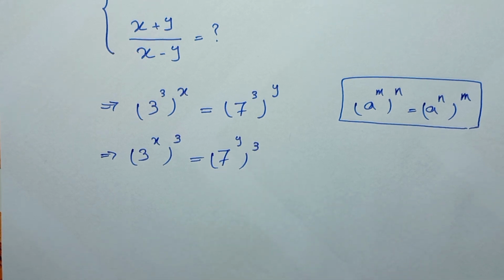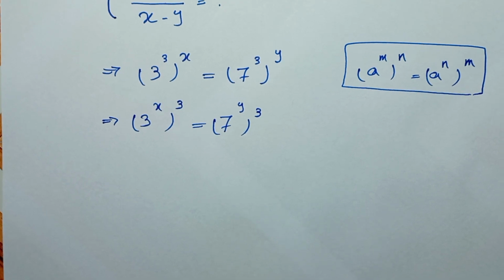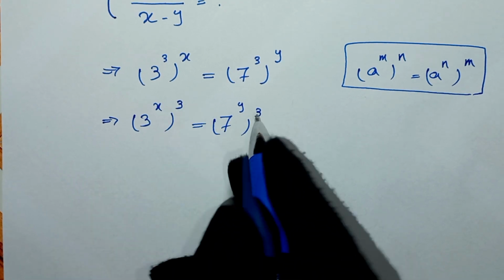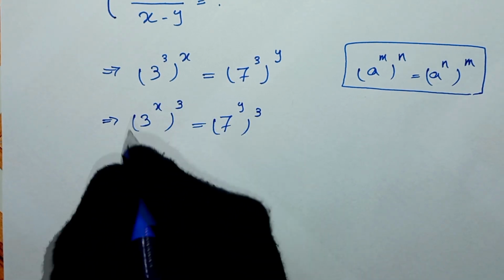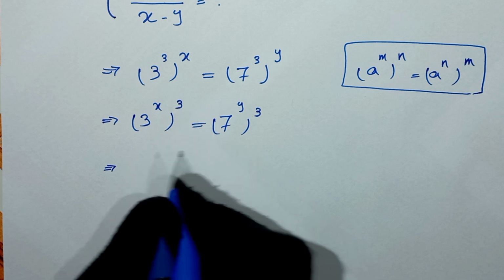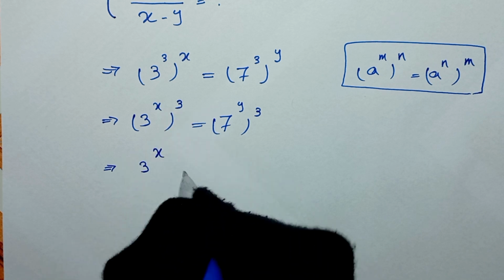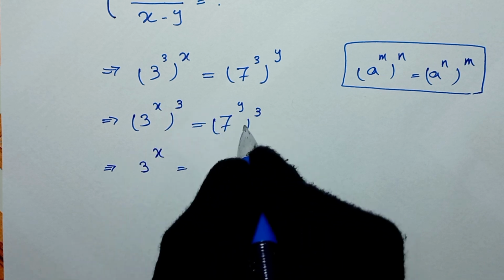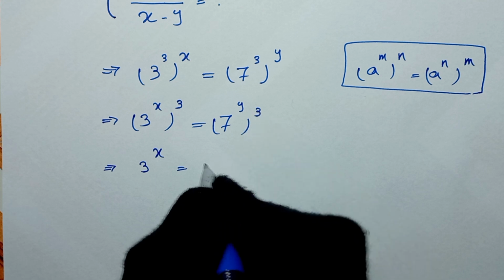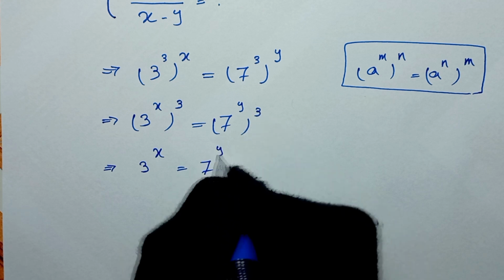And next step, we raise both sides of this equation to the power of 1 over 3. So it will be these to the power of 1 over 3, these 3 will cancel, and it will be 3 to the power of x, and this to the power of 1 over 3, this 3 will cancel, and it will be 7 to the power of y.